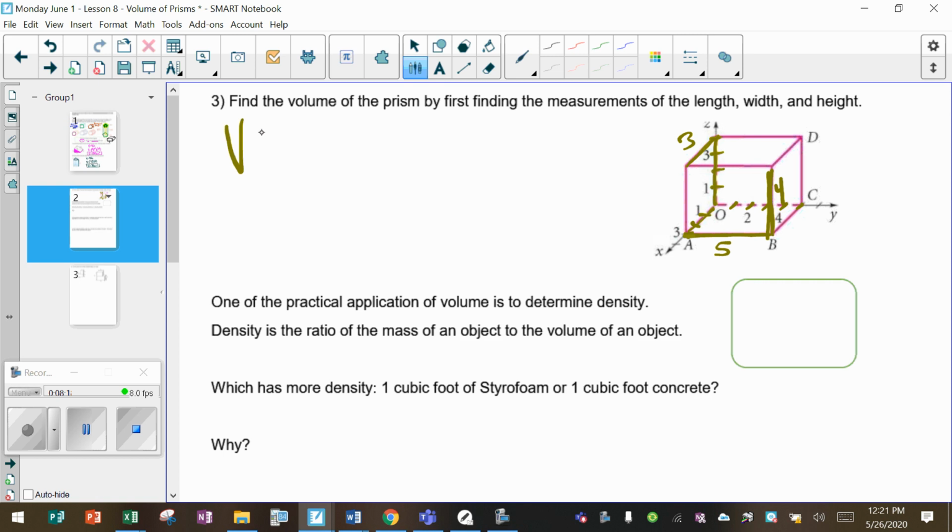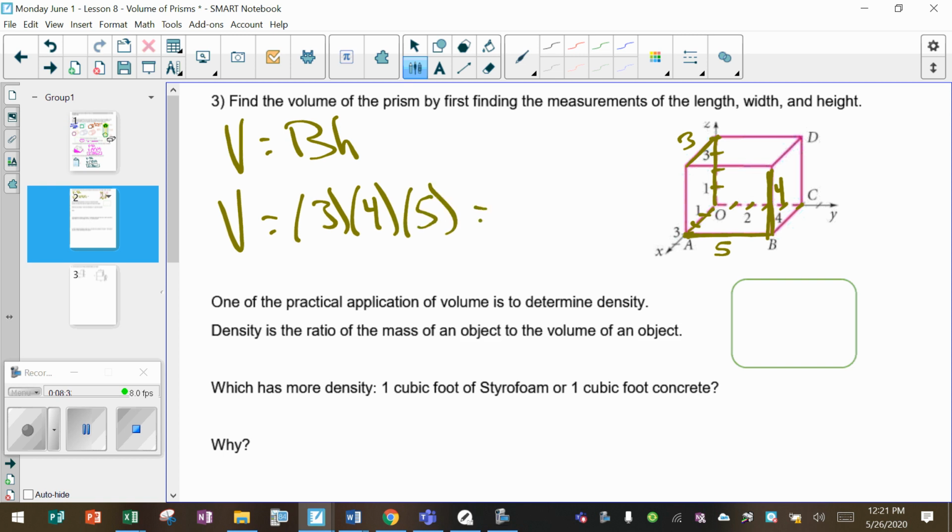It doesn't matter which one you consider the base because all rectangles have the same area formula of length times width. So in this special case, it's like the middle school problem that you learned, length times width times height. And the commutative property says it doesn't matter the order in which you multiply all these things. So it's 60 units cubed, 60 cubic units.